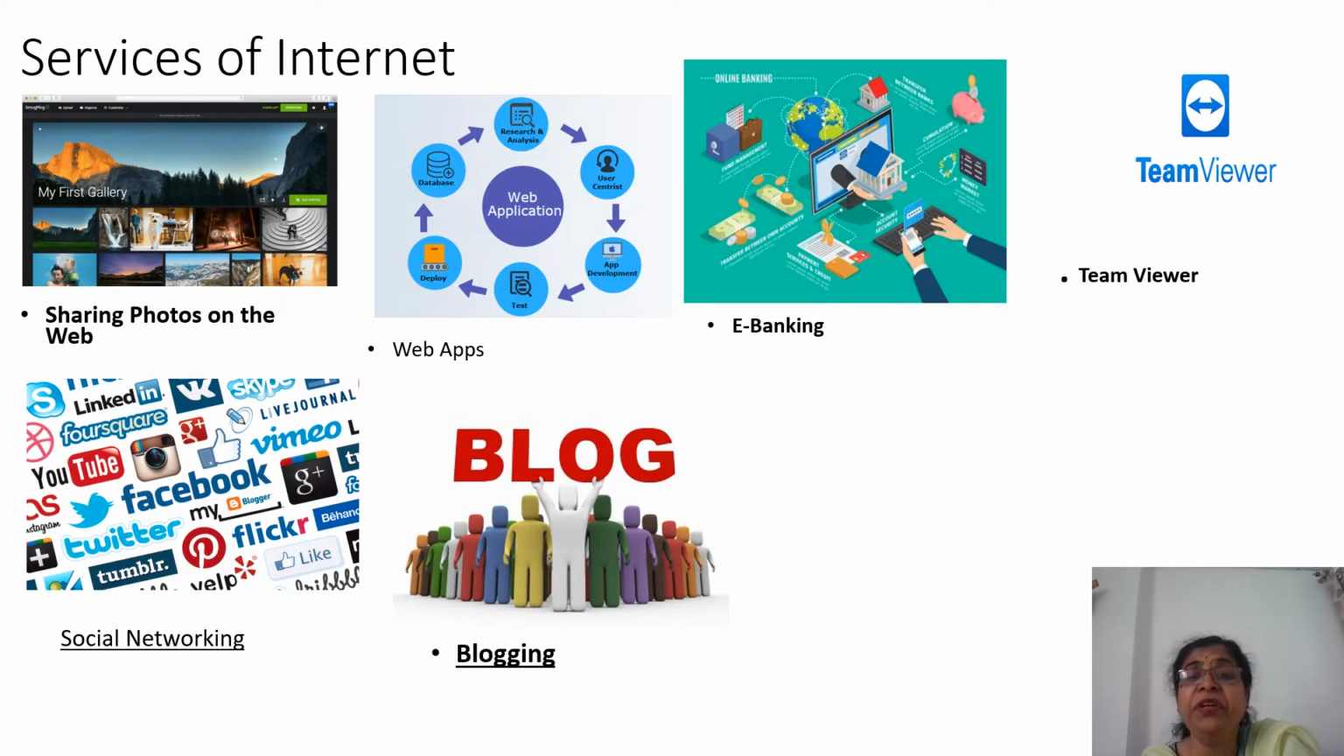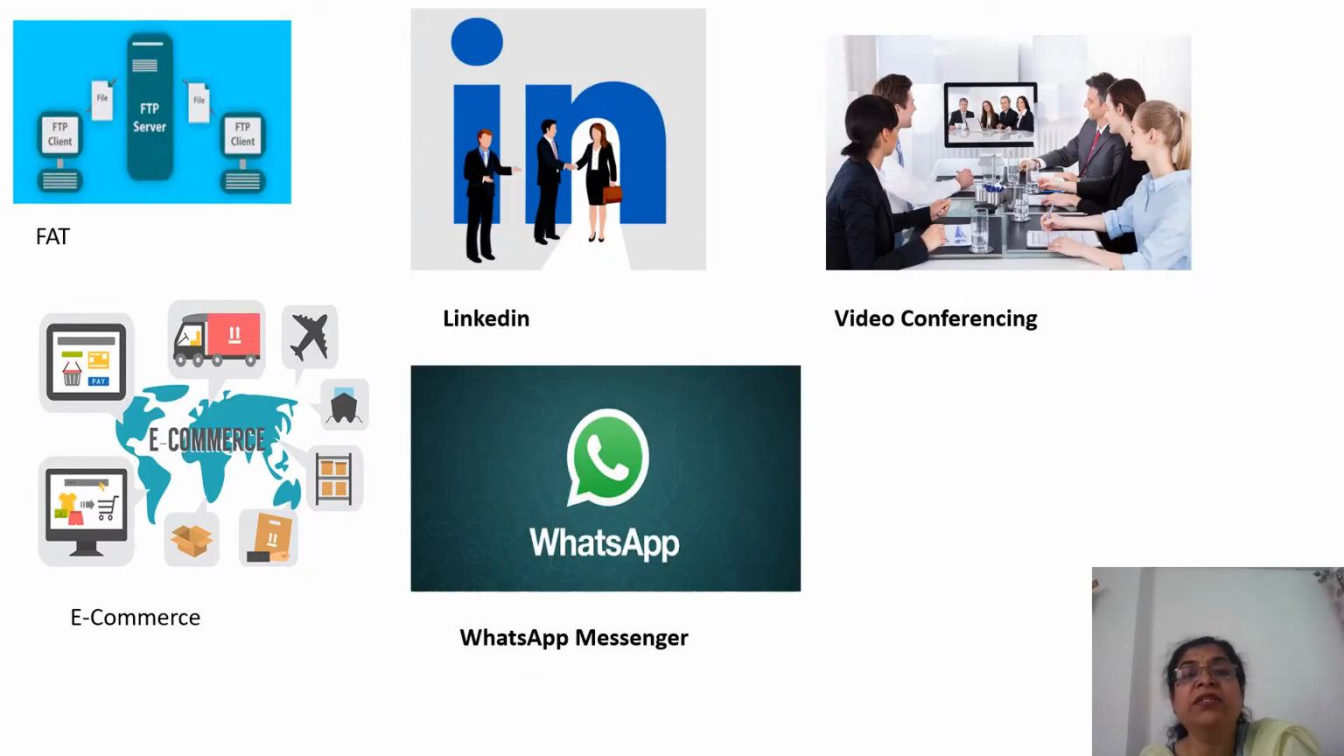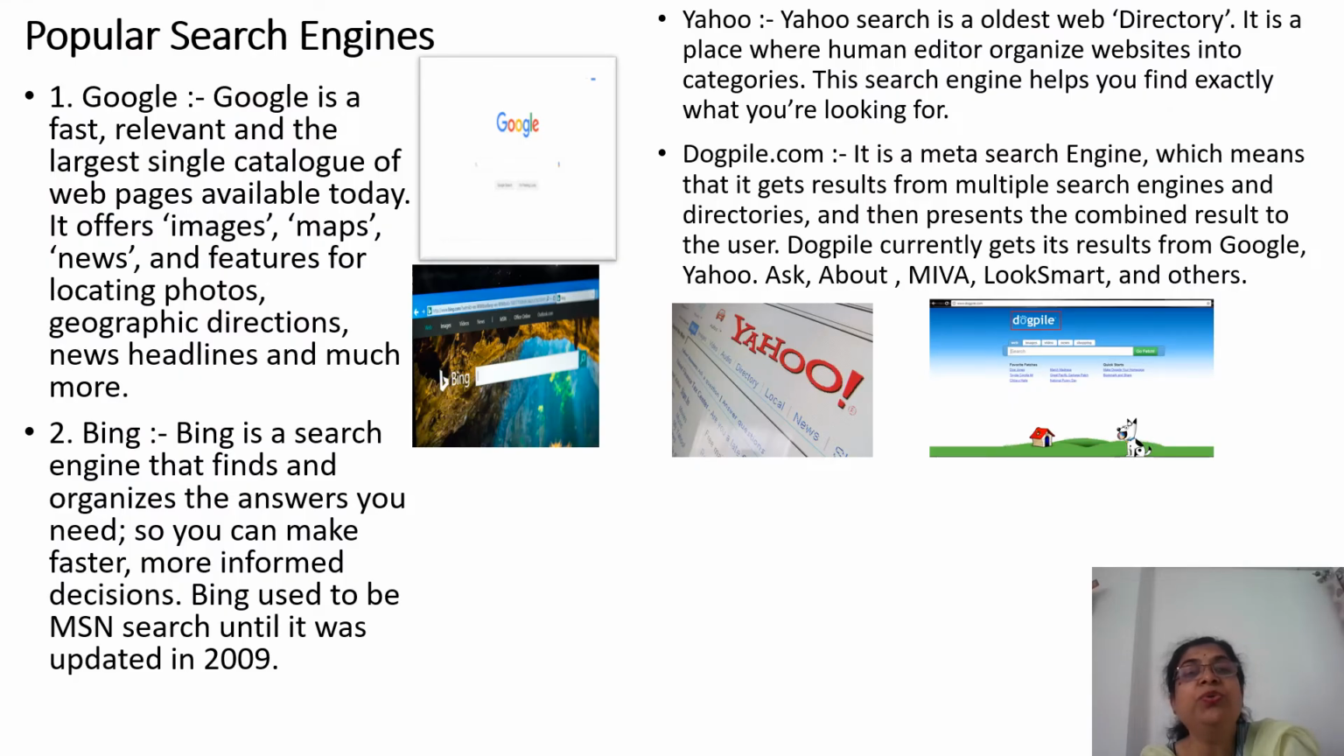Now, services of internet: sharing photos, web apps, e-banking, TeamViewer, social networking, blogging, LinkedIn, video conferencing, e-commerce, and WhatsApp messengers. So I'm not going to go into detail on that. All of you are aware, well versed with that. Popular search engine. Search engine means whenever you want to search for particular information, these softwares are very much useful.